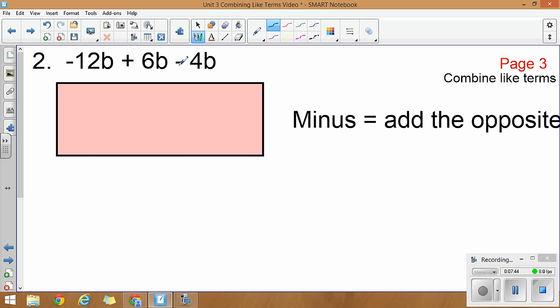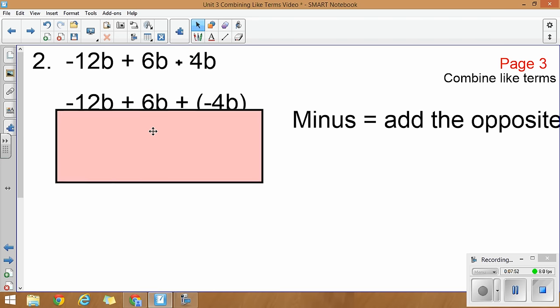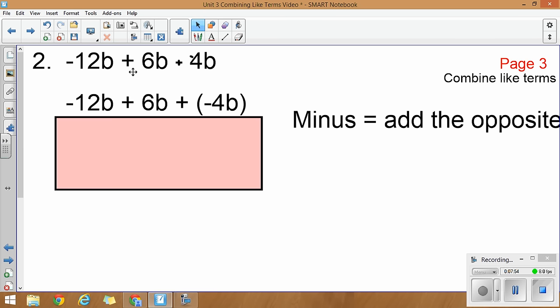Make this a plus, and then I'm going to make the 4b negative 4b. And it will look like this. Negative 12b, so that didn't need to change, plus 6b. I changed the minus to a plus, and I take the opposite of this, 4b, to negative 4b. And I just put a parenthesis around there to keep the operation and the sign separate.